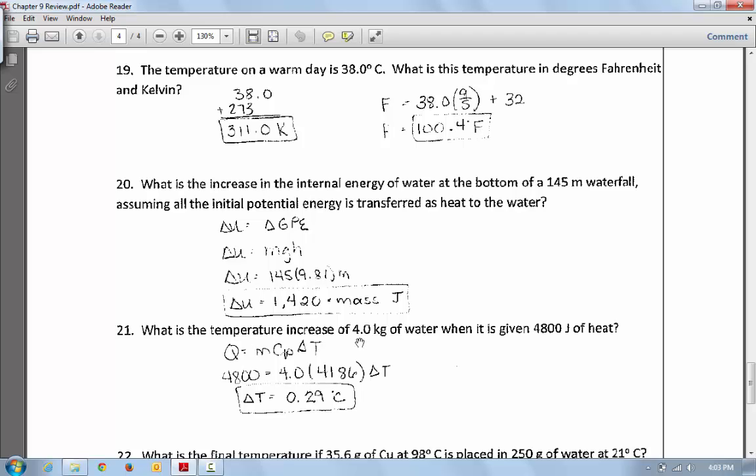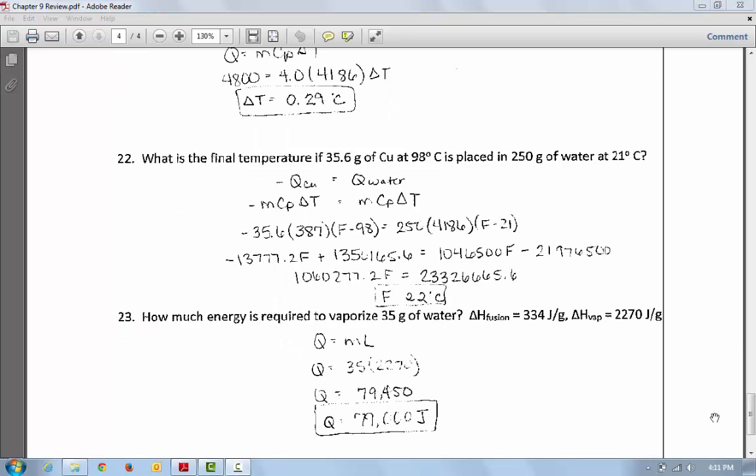Next one, they want to find the temperature increase of 4 kilograms of water when it's given 4,800 joules of heat. So I used my specific heat equation. I plugged in the amount of heat in joules, the mass, and the specific heat of the water. And then I wanted to find my temperature change, and I calculated a temperature change of 0.29 degrees Celsius. And it has two significant figures because this one has 2 and this one also has 2.